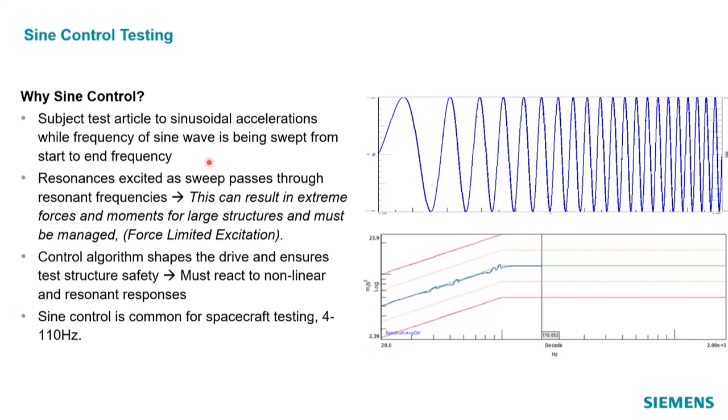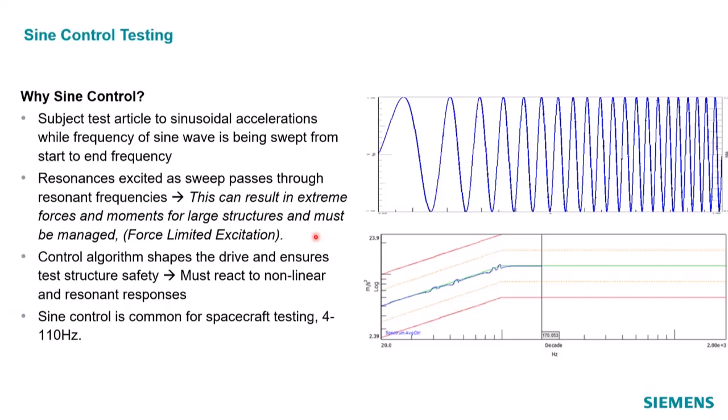and controlling those sine sweeps. And as you sweep up through, the likelihood of hitting those resonances is quite likely. Especially in spacecraft testing, you can hit the structural resonances, and this can result in extreme forces at the connection points. This can lead to some over-testing.